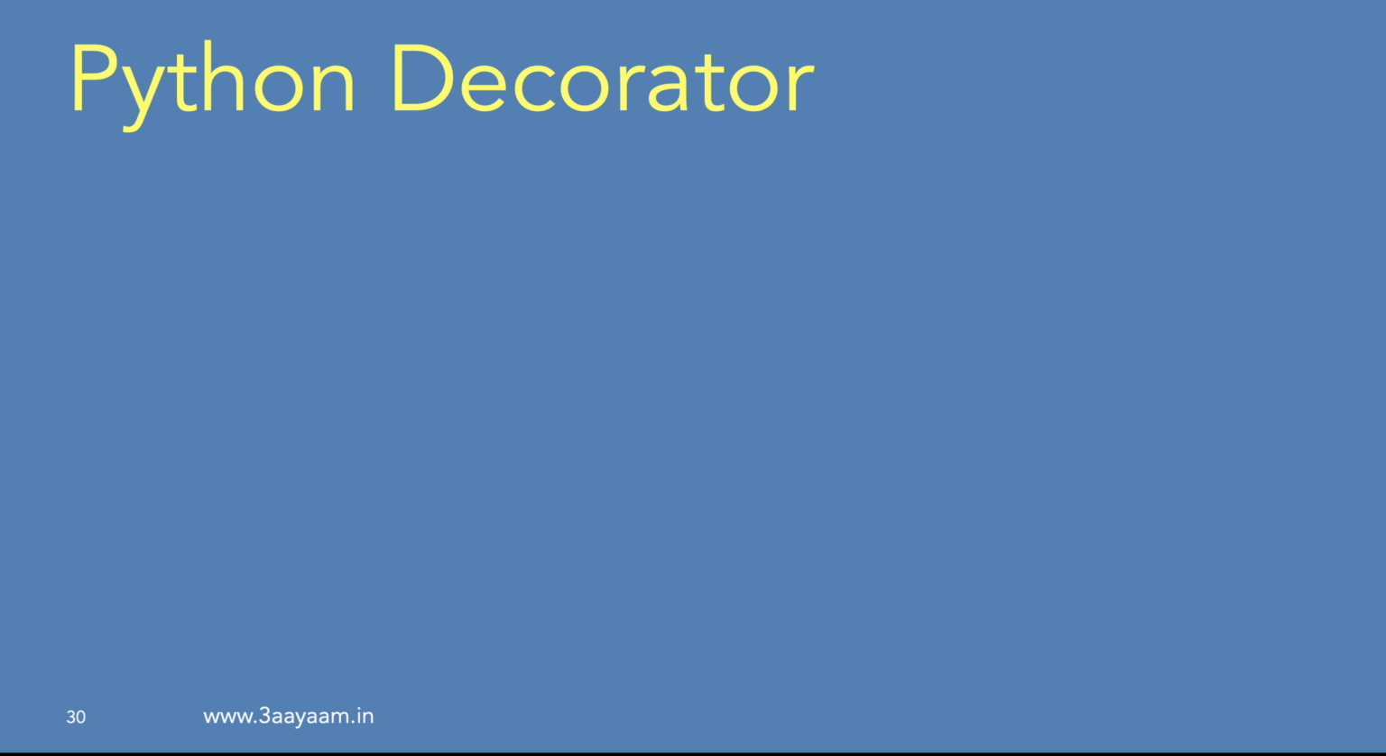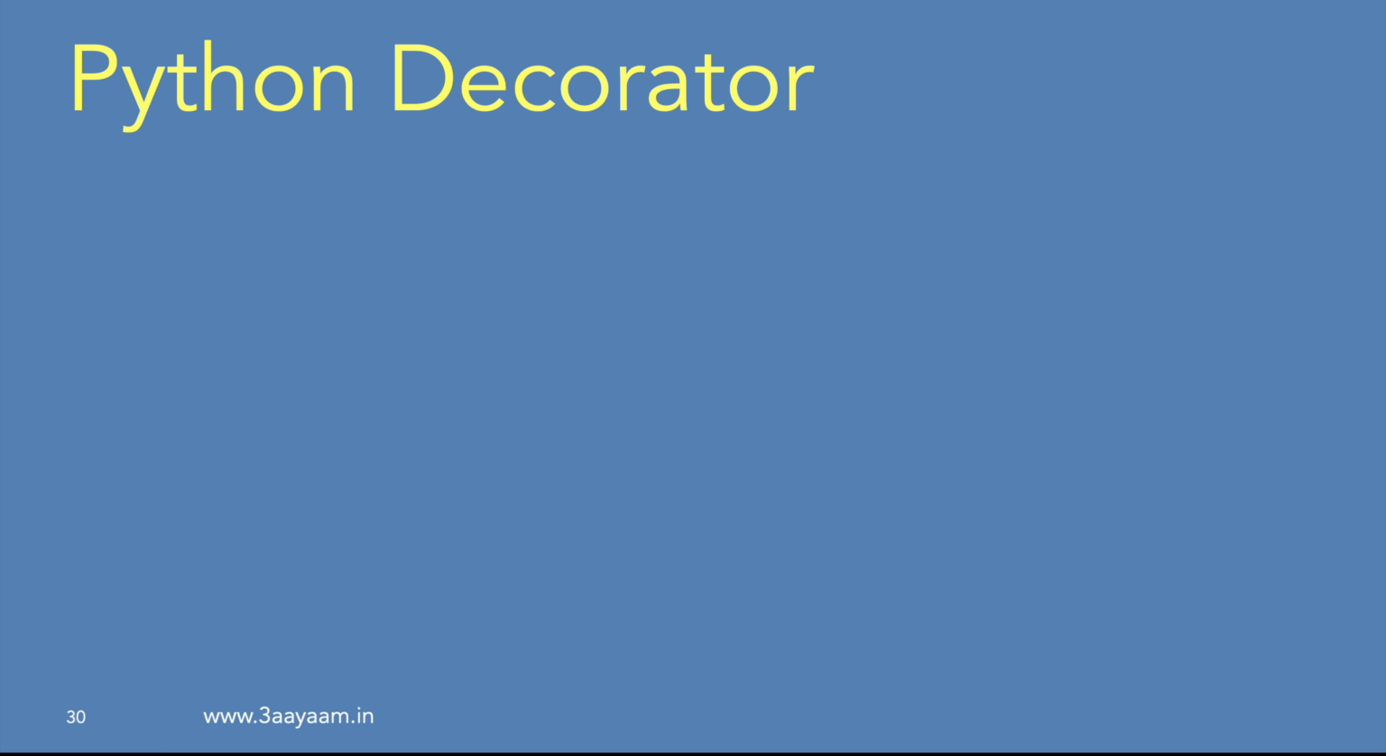This is a major topic, which is Python decorator. I'll not go into the details, but I want you to understand what Python decorator is, because you have been using Python decorator in all the functions or all the code that you have written. Whenever you use that @app.route, that is a decorator. So whenever we mention @, we are essentially using a decorator.